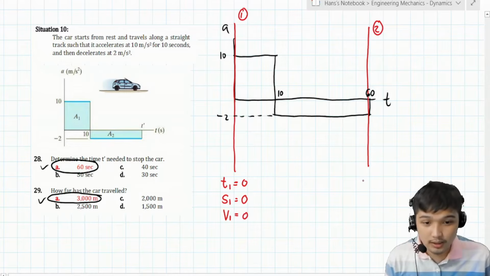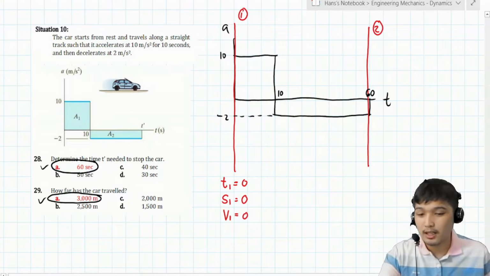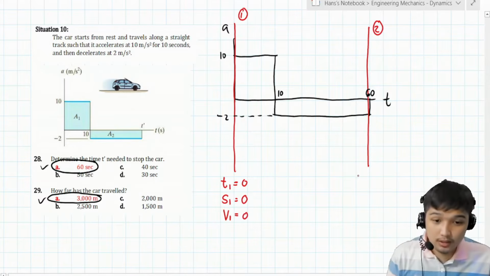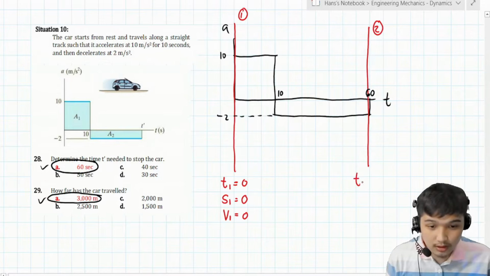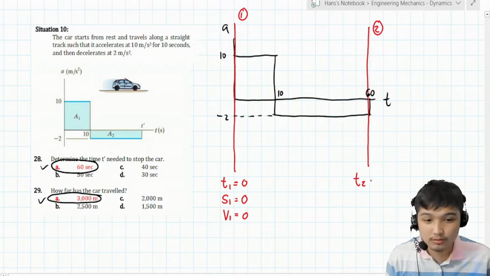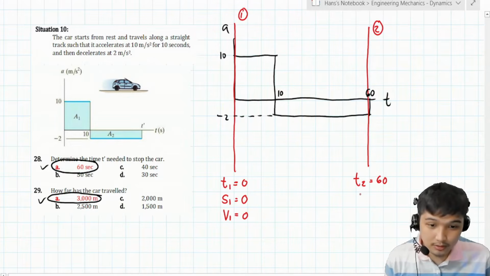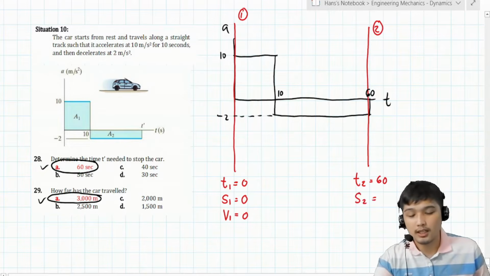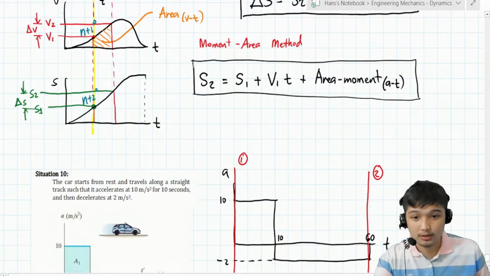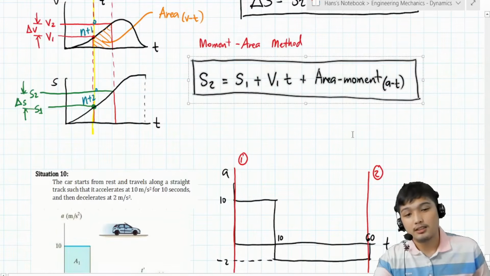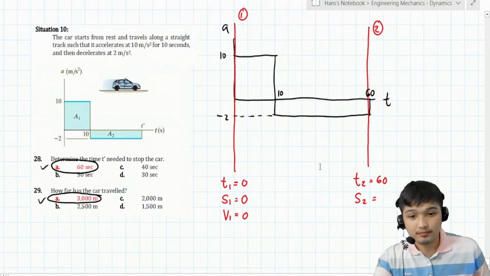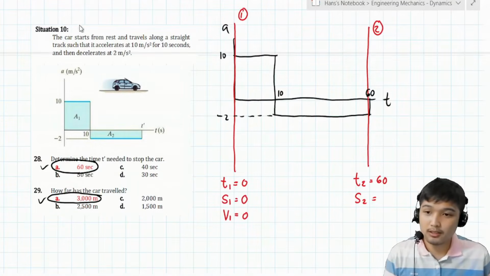Okay? So, next sa T2 tayo, or sa point 2 tayo rather. So, at point 2, what is yung T2? So, this one is 60 seconds. So, ang hinahanap natin dito is yung S2, no? Yung position niya at point 2. So, hindi na natin kailangan yung V2 kasi hindi naman siya kailangan dito sa formula. Okay? So, now we can use directly na yung formula natin.